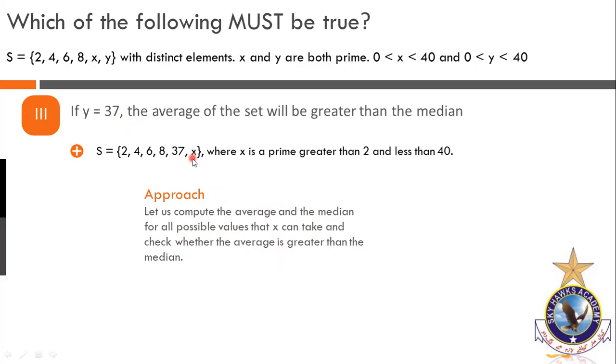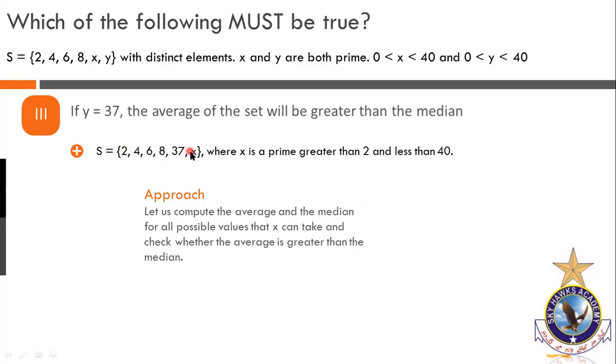x can attain any value between 2 and 40. It cannot be 2, it cannot be 40. Between these, x can attain any value out of these prime numbers. So in this way, the average is the sum of all these numbers divided by 6, because the total number of values is 6. Am I right? Are you getting this? So the median by all means is 7, it cannot exceed 7.